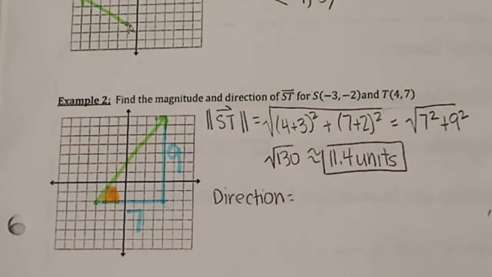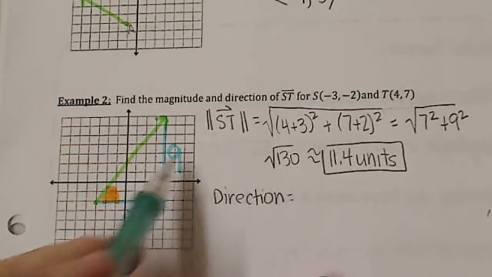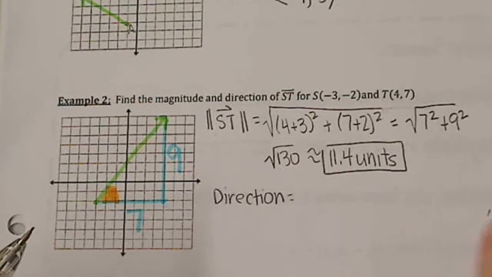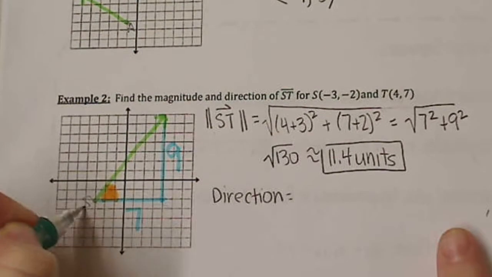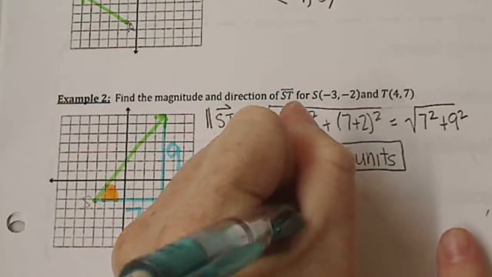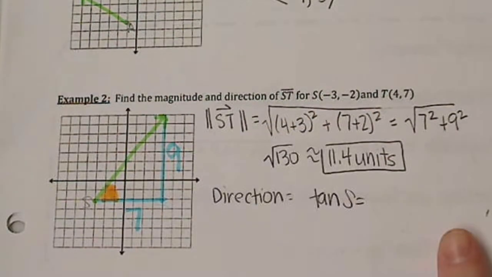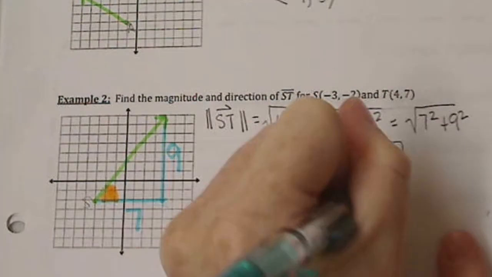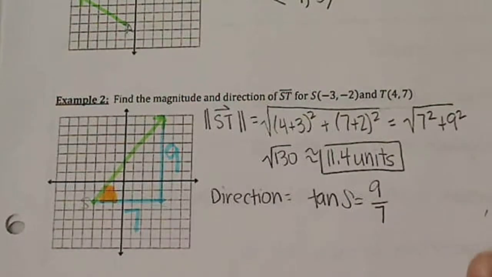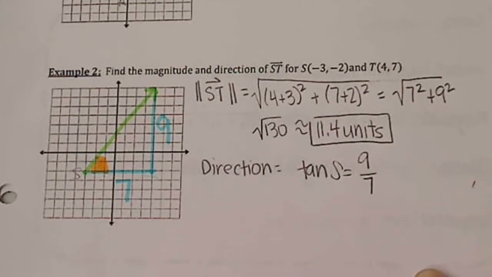So is there a trigonometric function I can use to find the measure of that angle? Think about SOHCAHTOA. I have the opposite and the adjacent. So yes, I can use the tangent. And that is point S. So the tangent of S is 9/7. How do you figure out what S is?